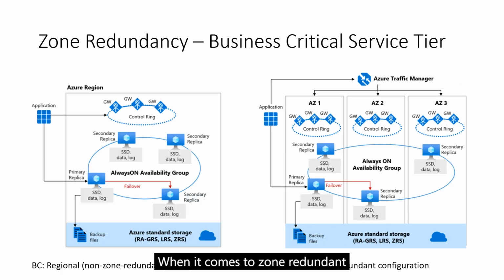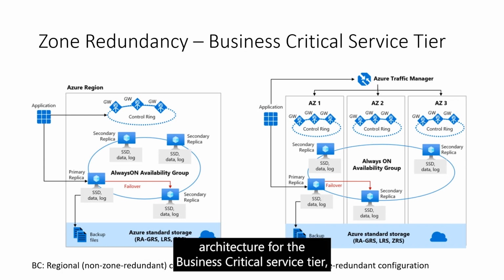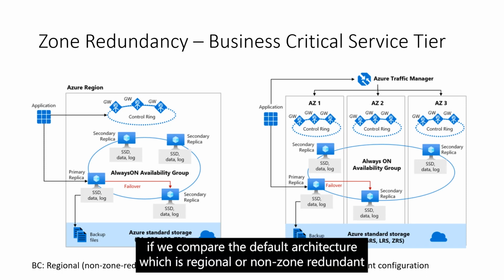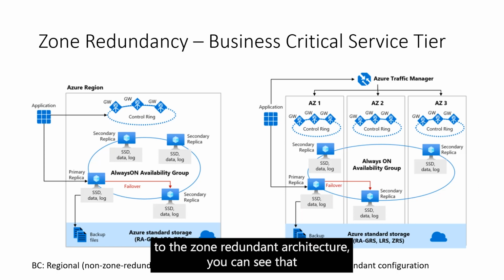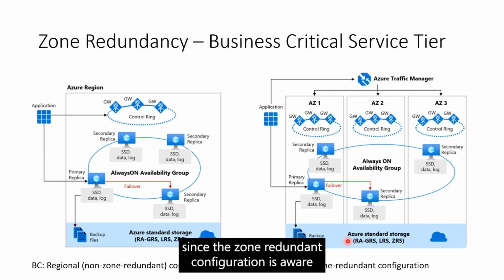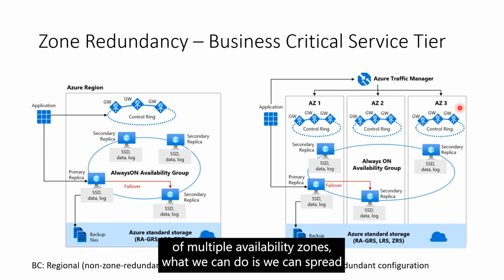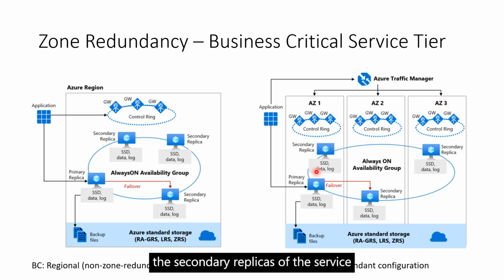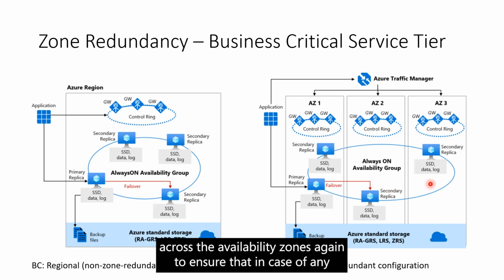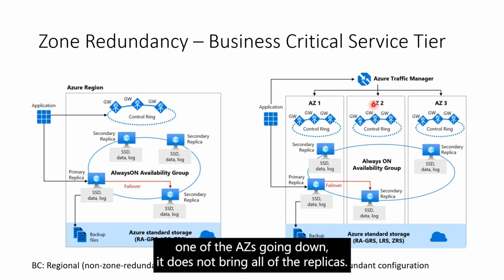When it comes to the zone redundant architecture for the business critical service tier, if we compare the default architecture, which is regional or non-zone redundant, to the zone redundant architecture, you can see that since the zone redundant configuration is aware of multiple availability zones, we can spread the secondary replicas of the service across the availability zones, again to ensure that in case any one of the AZs goes down, it does not bring down all of the replicas.